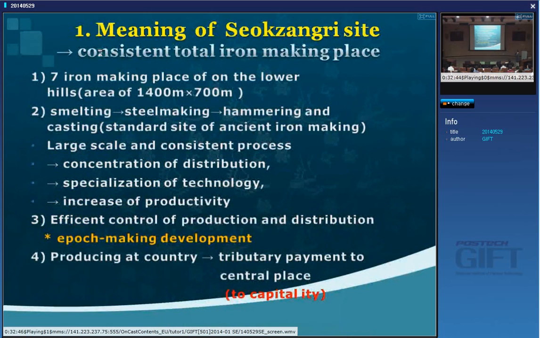Let's see the first three meanings of the Seokjang-ni sites. These sites have a very, very important meaning. First, this iron-making site is a consistent, total iron-making place in ancient times. There are seven iron-making places under low hills, in an area of about 1400 and 700. The process includes smelting, steel making, hammering, and casting. The important concepts are large scale, a consistent process, concentration of distribution, specialization of technology, and increase of productivity.